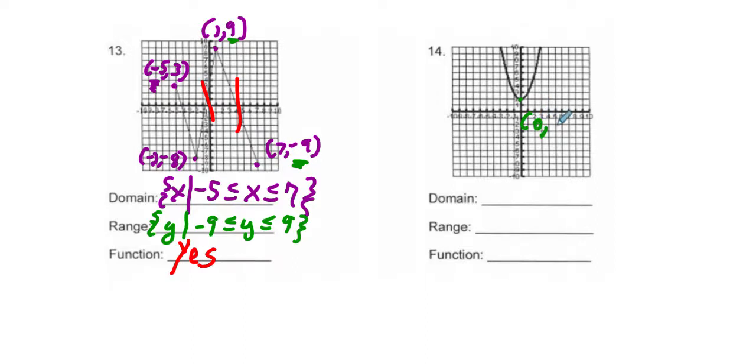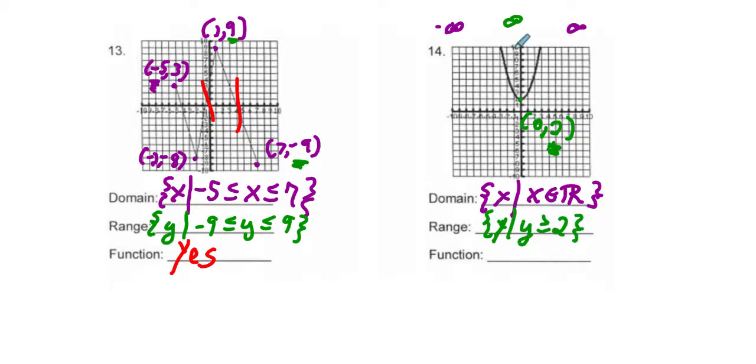Okay, number 14, here my vertex is at the point (0, 2), and then my domain is x such that x is an element of all real numbers, because with a hyperbola it keeps going up and out. I go from -infinity to infinity on my x-axis. My range, my lowest y value is this 2 value, and then my graph continues going up forever and ever since this is a concave up graph. So therefore my range is y such that y is greater than or equal to 2. And yes, it passes the vertical line test, so this is also a function.